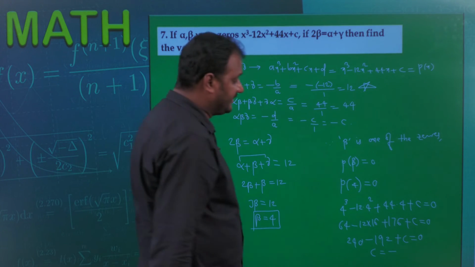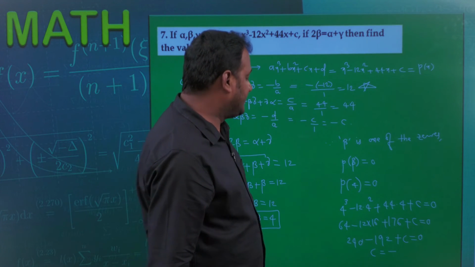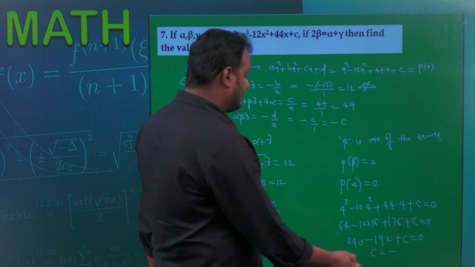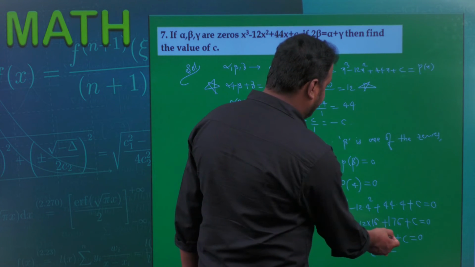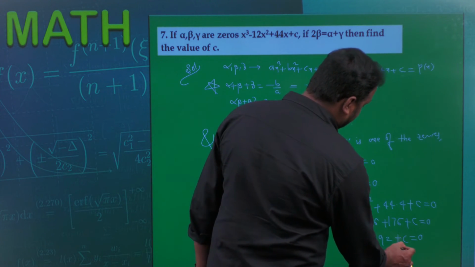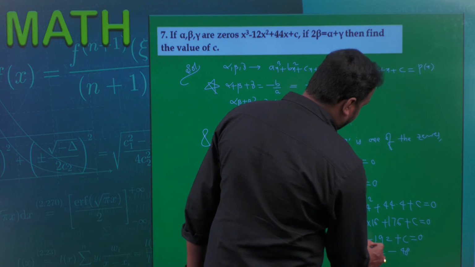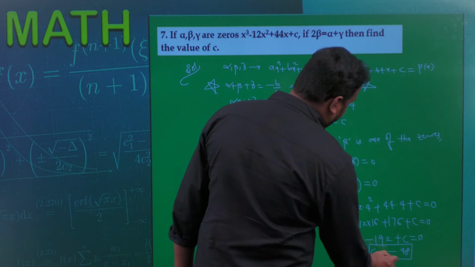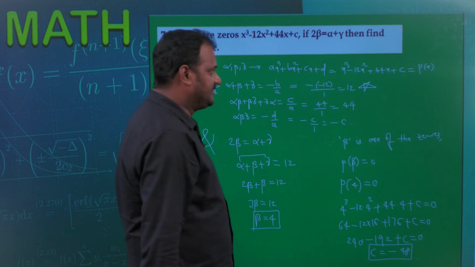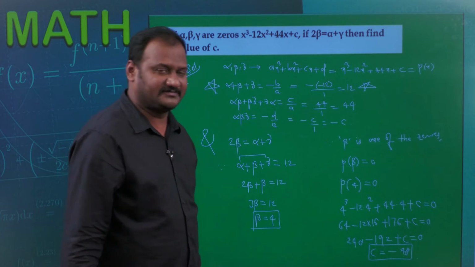c is equal to minus 240 minus 192, which is 48, right? So minus 48. The value of c is going to be minus 48. This way we can answer the problem easily.